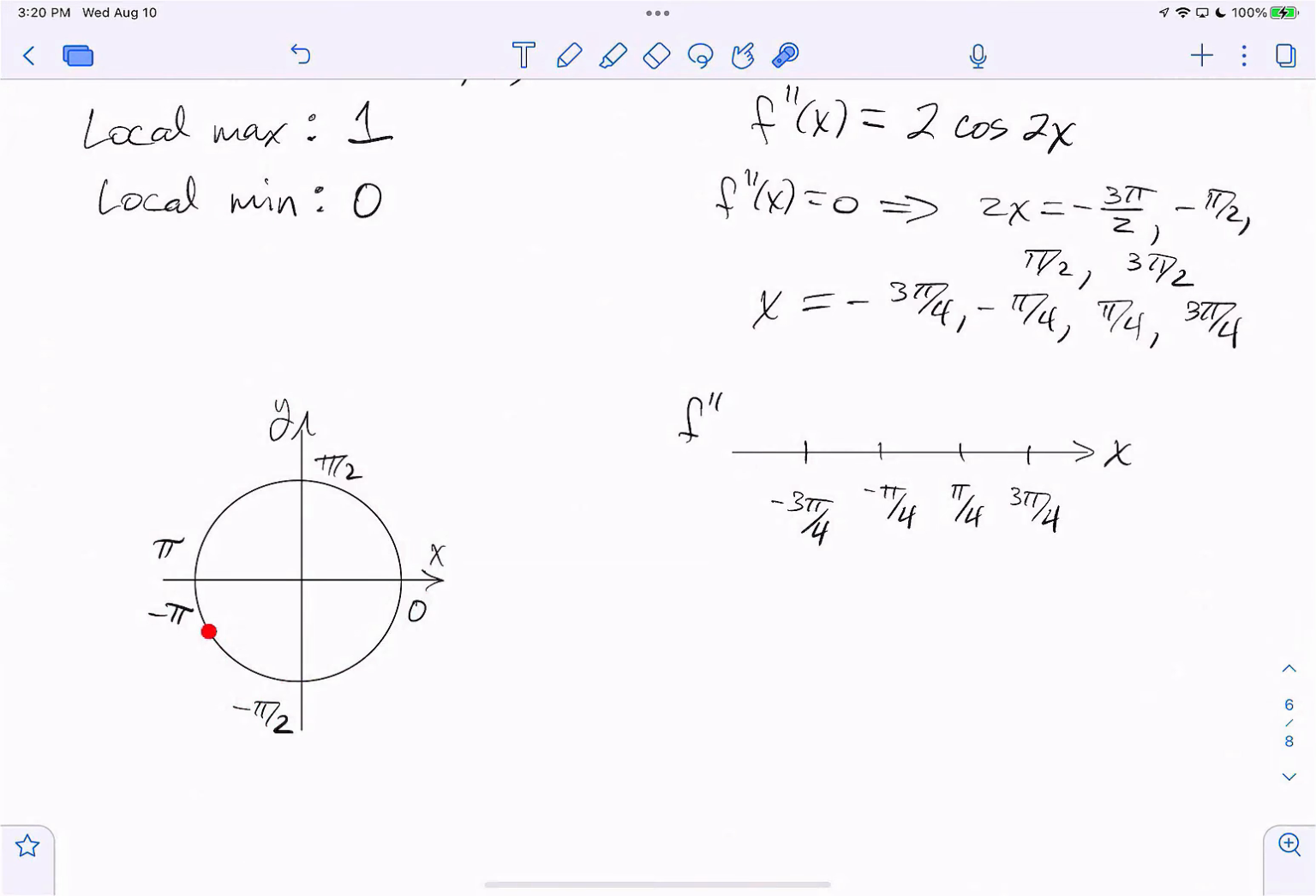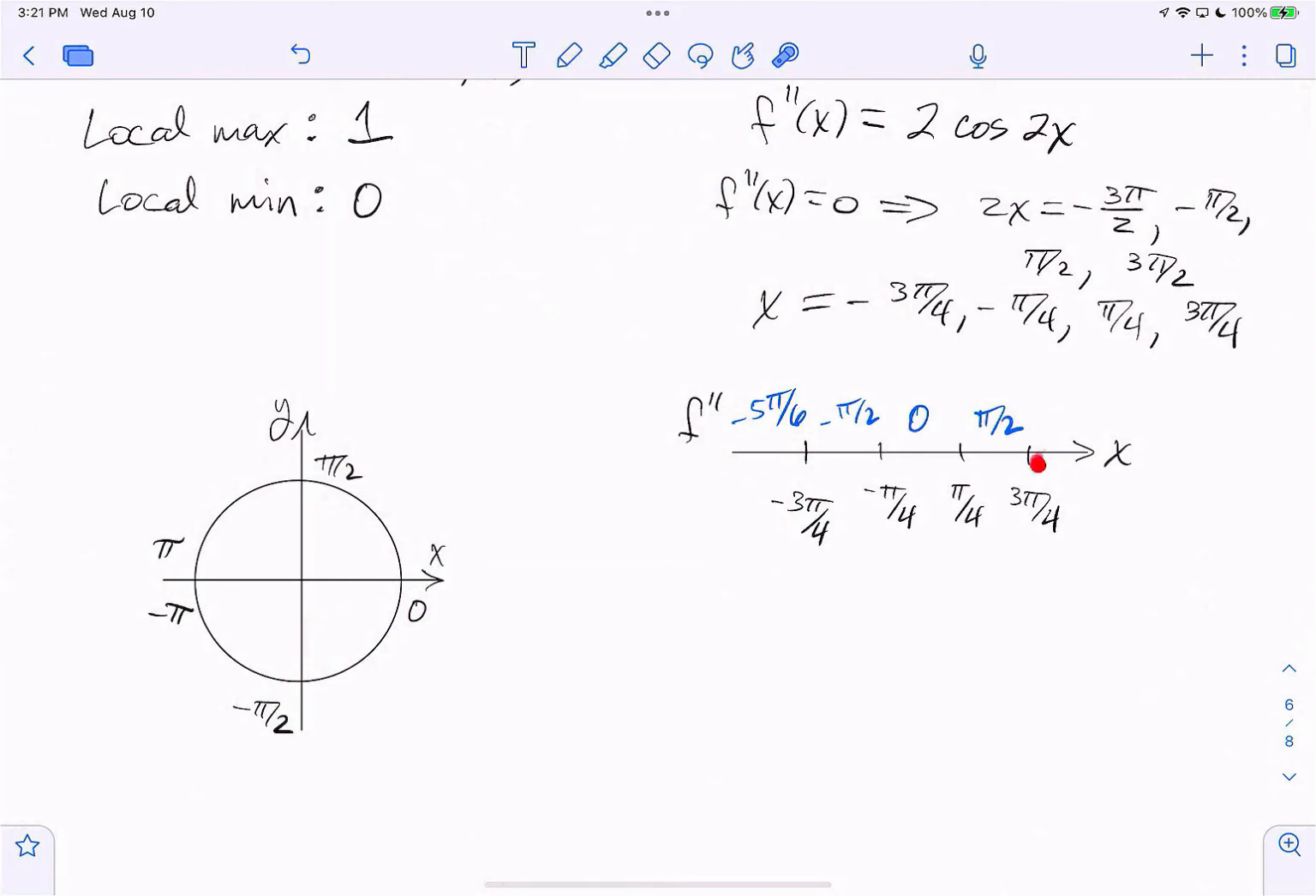I don't want to go too far negative, so I'm going to use negative 5 pi over 6 for a number that's to the left of negative 3 pi over 4. Between negative 3 pi over 4 and negative pi over 4 exists negative pi over 2, so I'm going to use that one. Between negative pi over 4 and pi over 4, we have 0, so I'll use 0. And then again, between pi over 4 and 3 pi over 4, we have pi over 2.